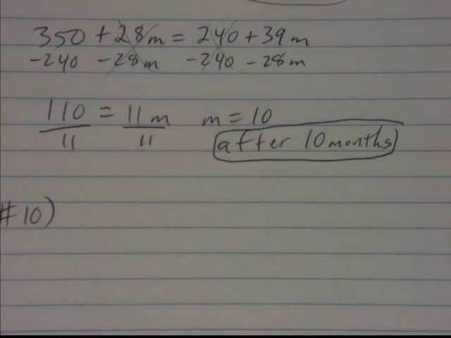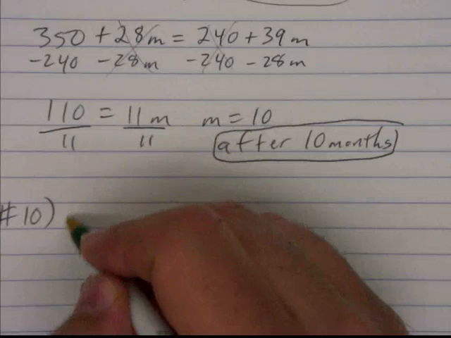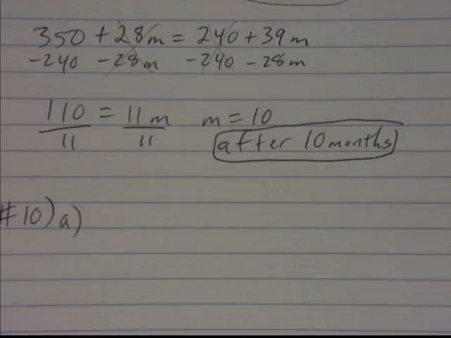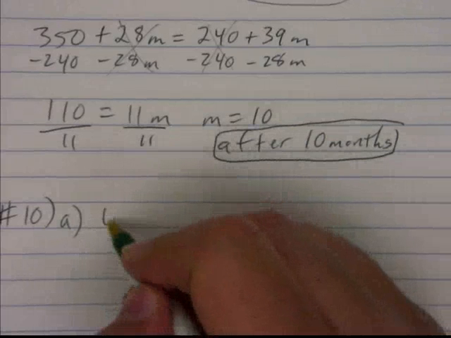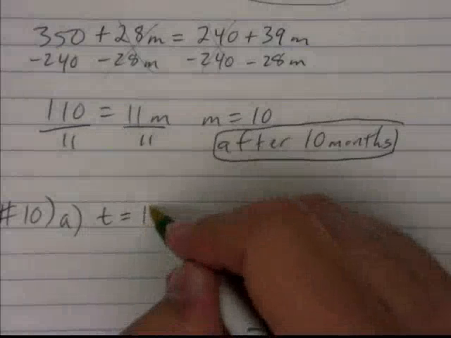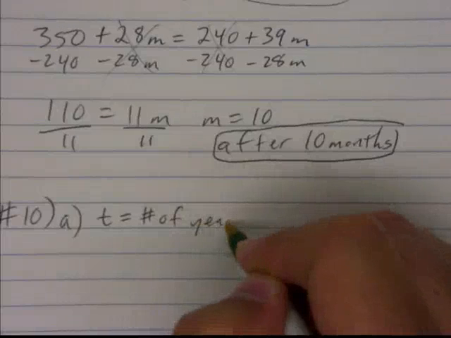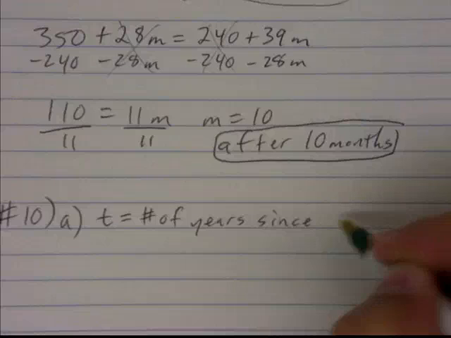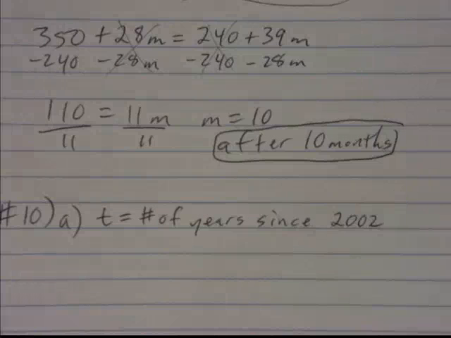On number 10, it says the amount spent by Americans on foreign travel increased from $81.8 billion in 2002 to $99.9 billion in 2005. Model this information with a linear equation. So the first thing we need to do is we need to find out what our variables are. So let's let t be the number of years since 2002. And I'm going to use 2002 just because that's going to make that first point have a 0 in it, which is going to make things easier for me.